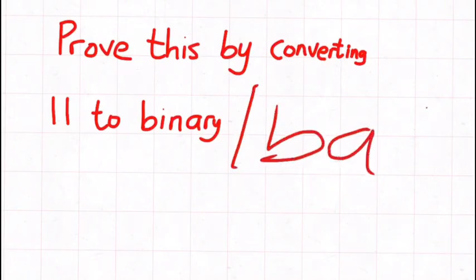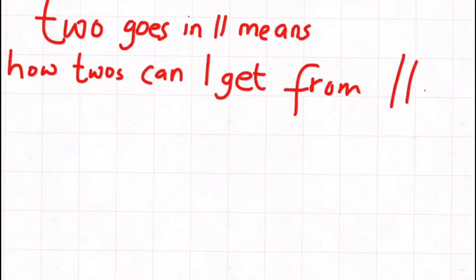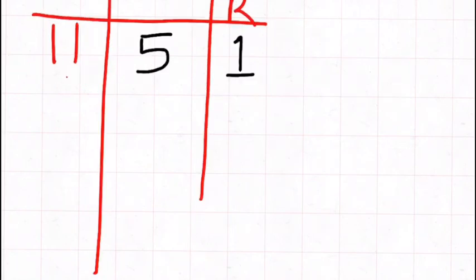Now we can prove this by converting 11, which is in base 10, to binary, that is base 2. How do we do this conversion? This time around, you are going to make use of division. So just draw these two lines, R standing for remainder, and this is how we go about it.